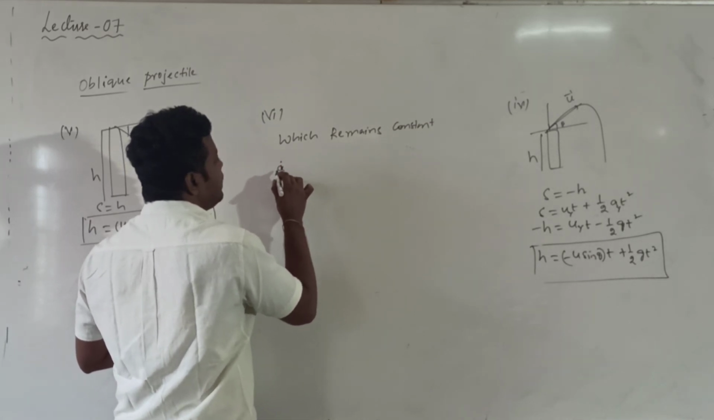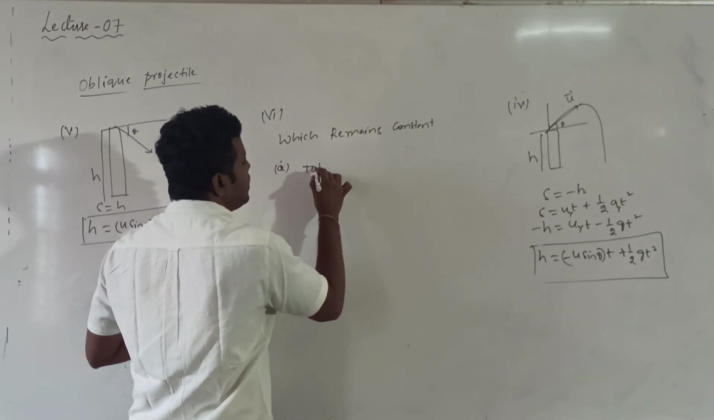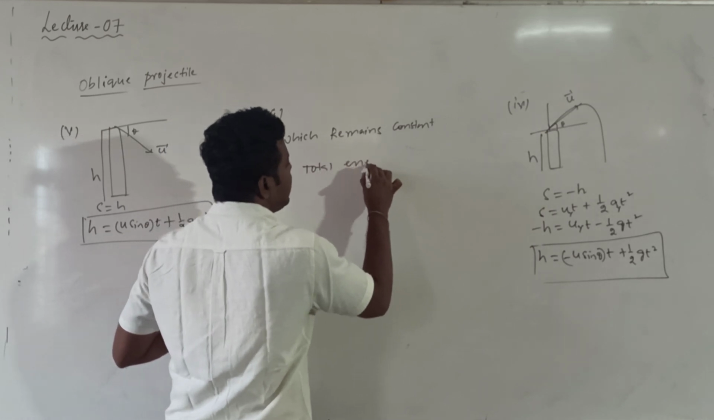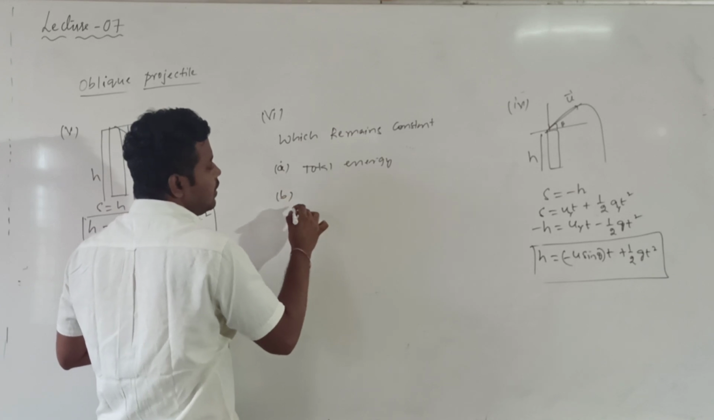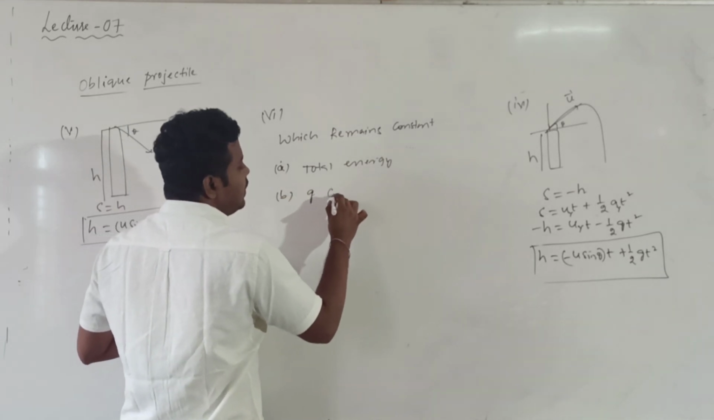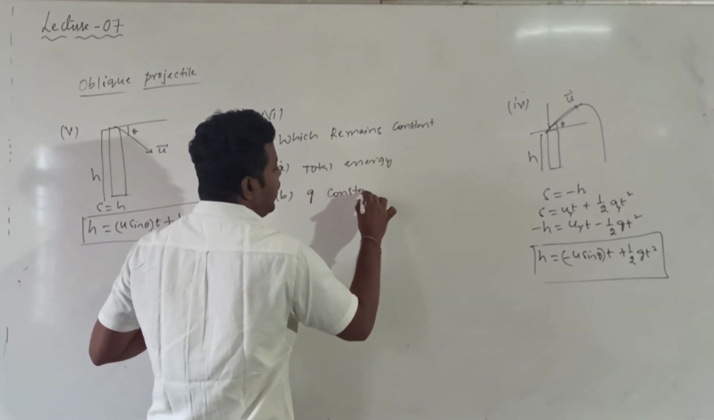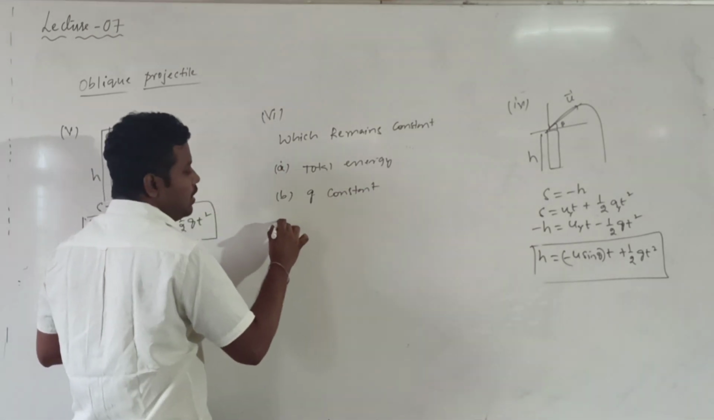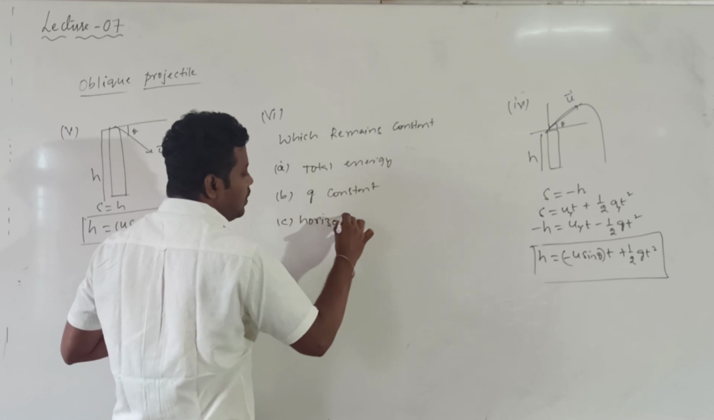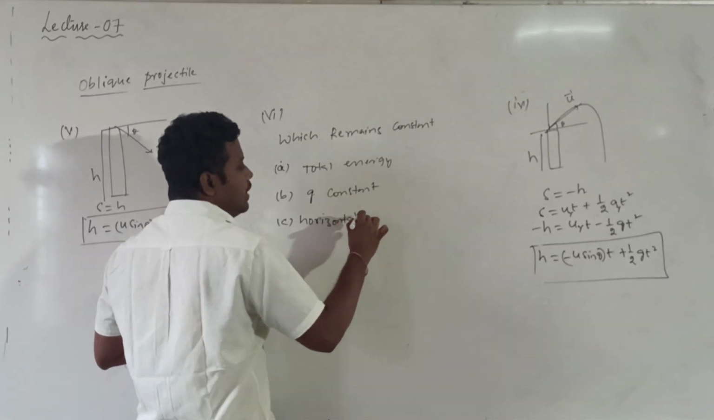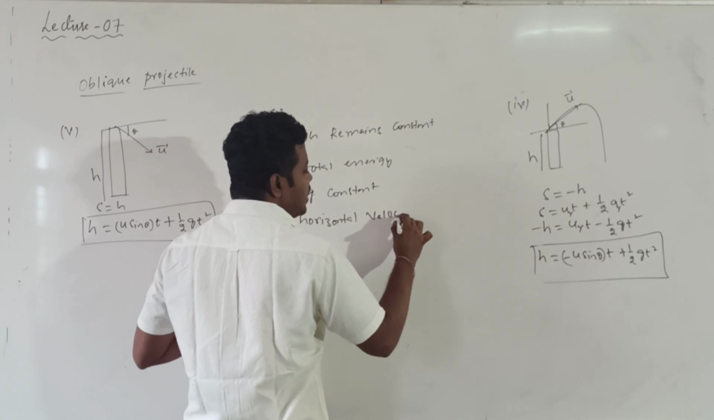So the first one is, total energy remains constant. Total energy will not change; it will remain a constant value. And the second point is, we consider the g value throughout the motion to be constant. And one more is the horizontal component of velocity. Throughout the projectile motion, the horizontal velocity will remain constant.